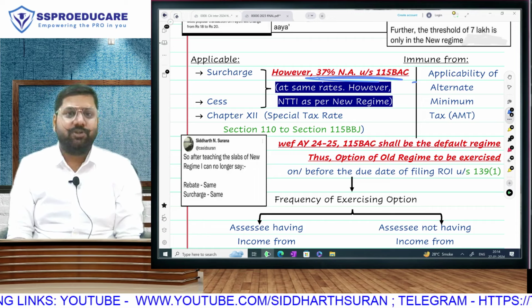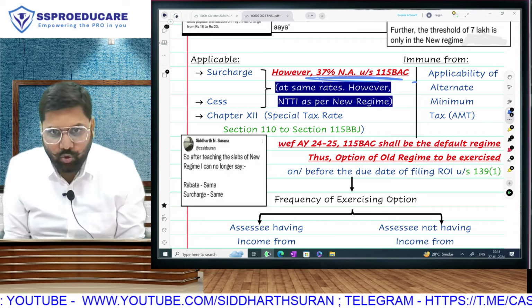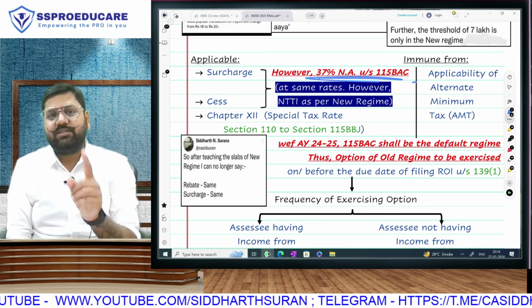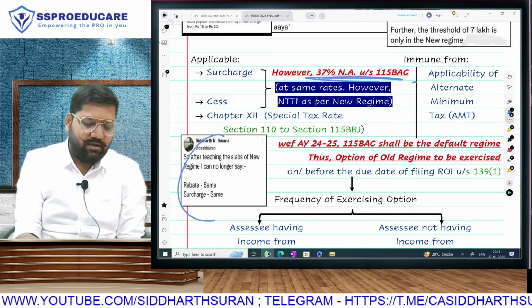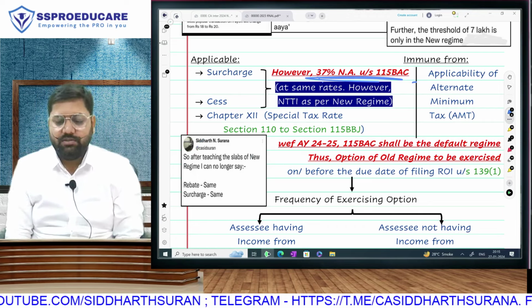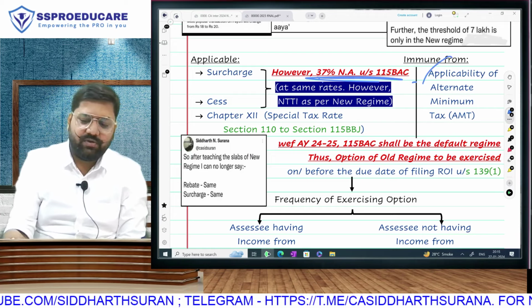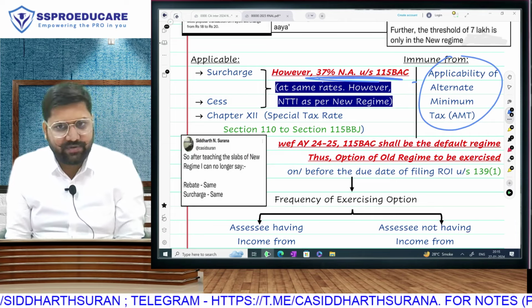Meaning, surcharge in the new regime is only 10, 15 and 25. So till last year, when I used to do the new taxation regime, I used to tell students rebate and surcharge same as old. But I can no longer say rebate same, surcharge same, because rebate and surcharge are no longer same. But yes, anybody who goes to the new taxation regime will be immune from applicability of alternate minimum tax is one thing that you should know.